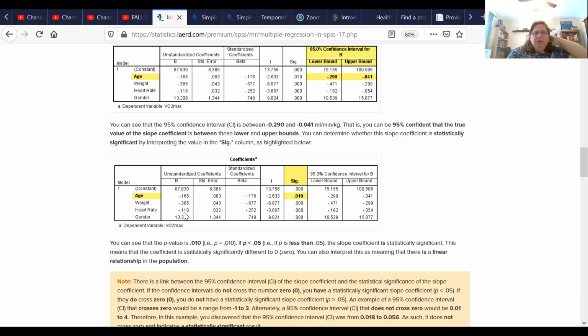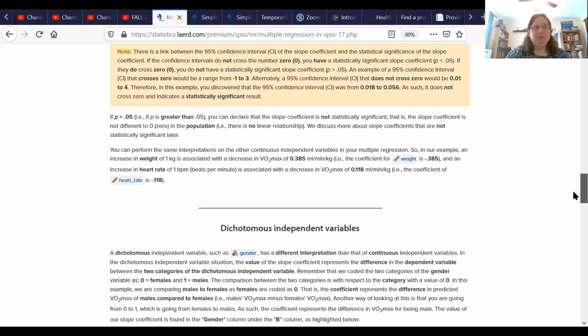So if you were interested, let's say you wanted to not consider every year, but you wanted to consider every 10 years, then for every 10 years, our VO2 max would go down by 1.65. I just multiplied by 10. Okay. So now let's talk about gender a little bit.